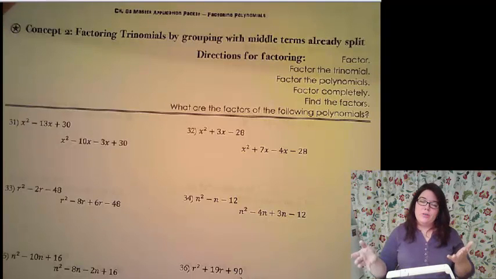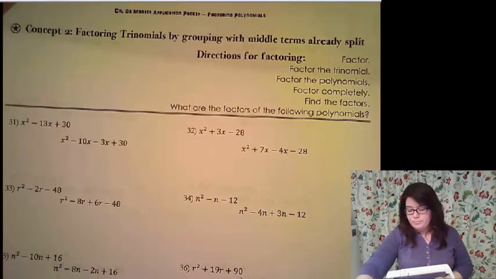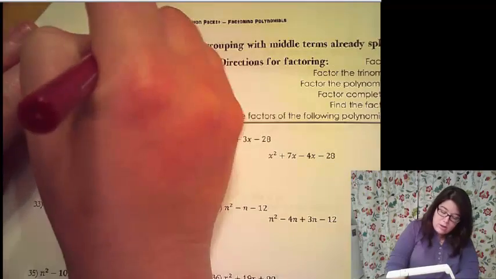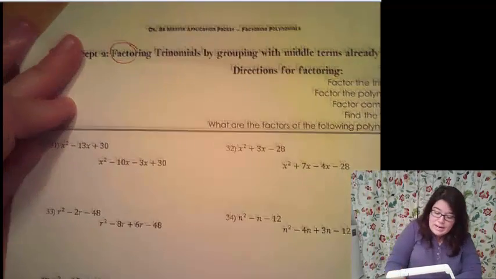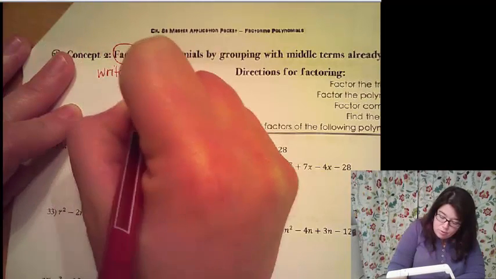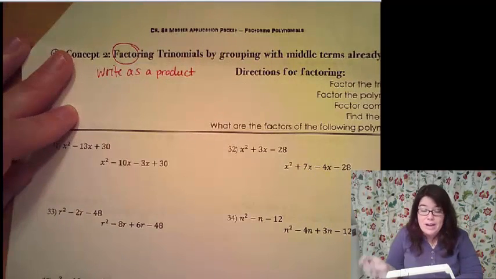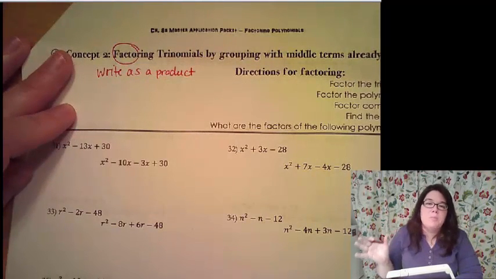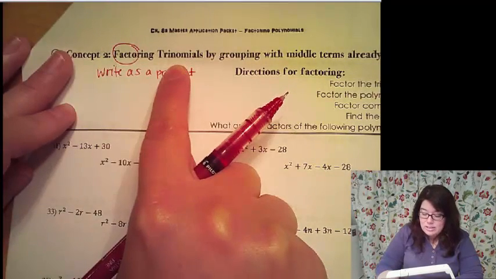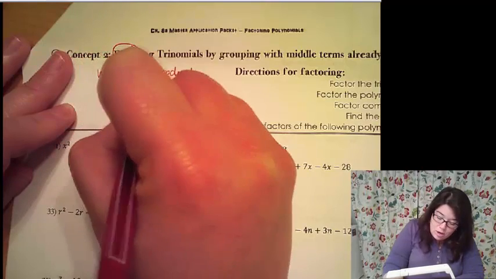You are going to do what we're about to do. We are going to break it up. Remember the word factor means to write as a product. Whenever you're factoring something, you're going to write it as two things being multiplied together. When we're dealing with trinomials, it's going to be a product of two binomials.